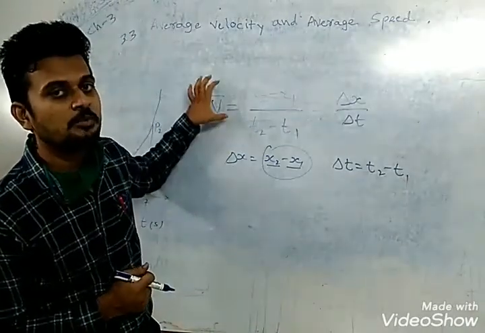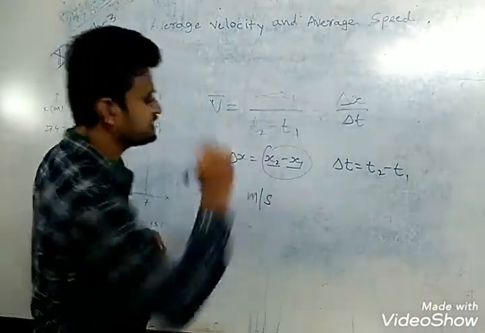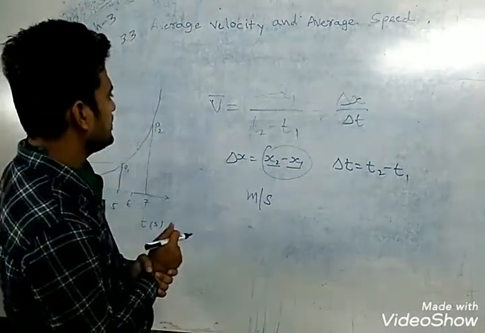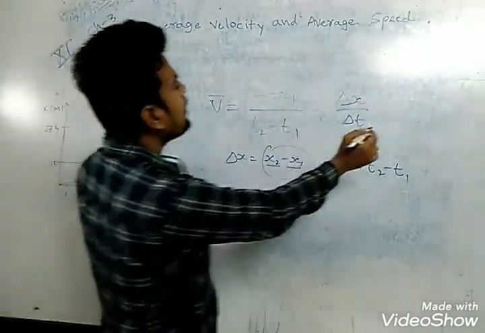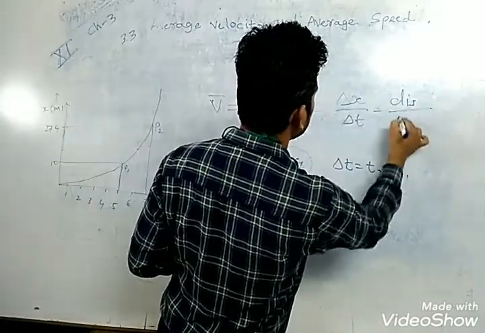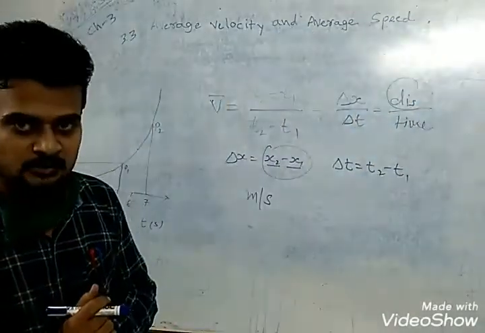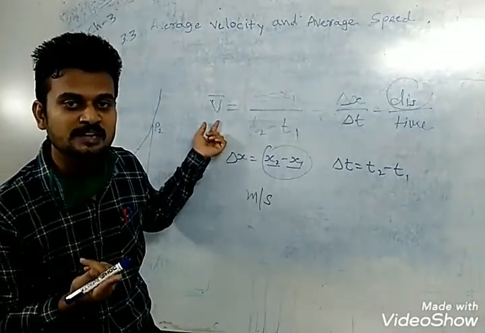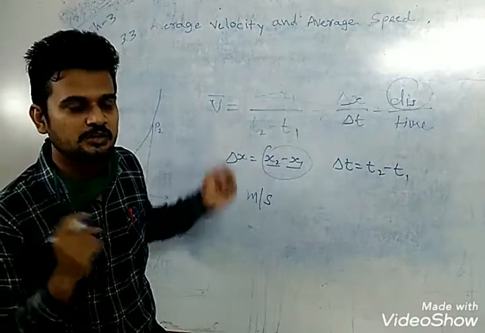The SI unit of average velocity is meter per second, or kilometer per hour. Here we know that velocity is displacement upon time, and displacement is a vector quantity, so average velocity is also a vector quantity.